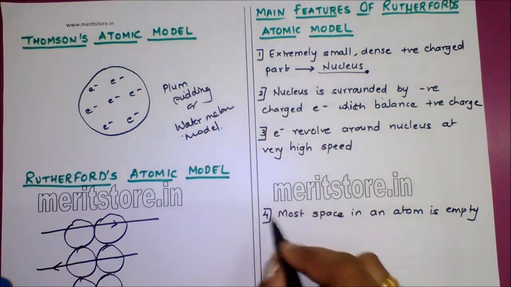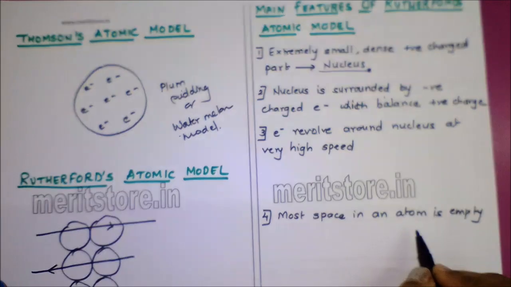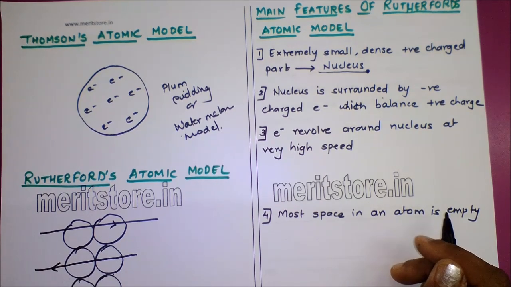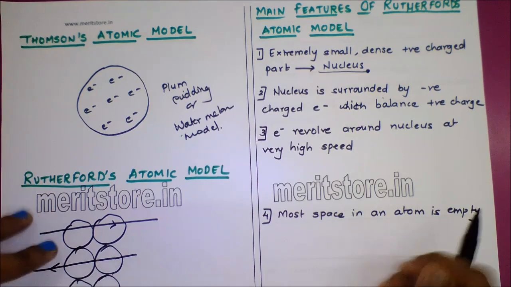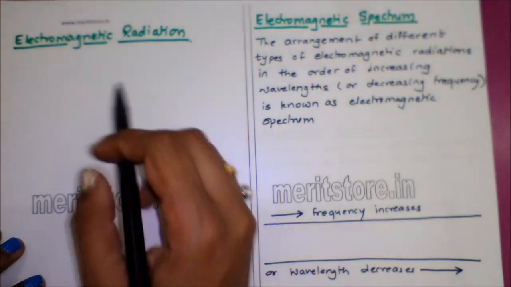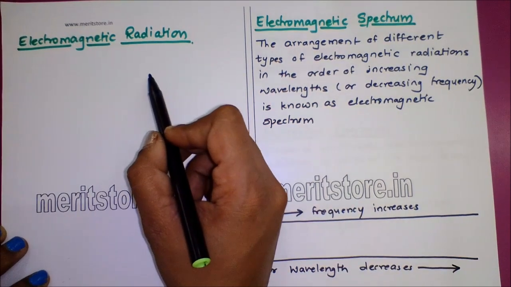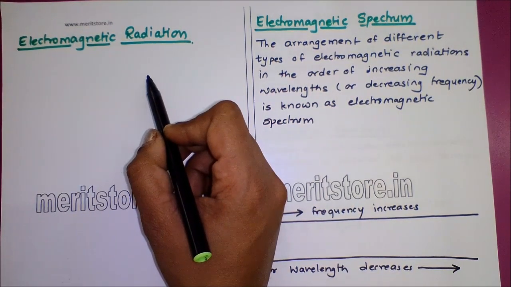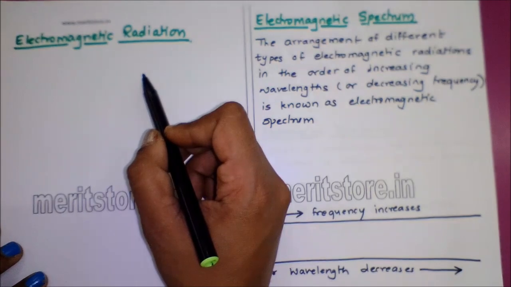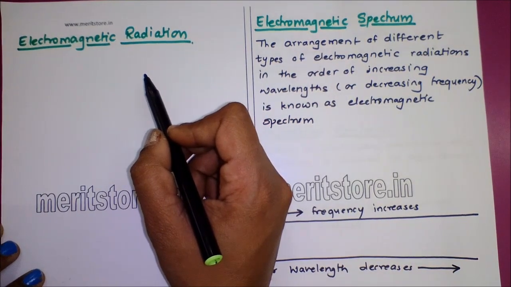And since most of the radiation passed through that particular atom easily, that's indicating that most of the space inside the atom is empty. The next particular concept that we will be discussing is electromagnetic radiation. This concept was proposed by James Maxwell, who suggested that light and other forms of radiation propagate through space in the form of waves.